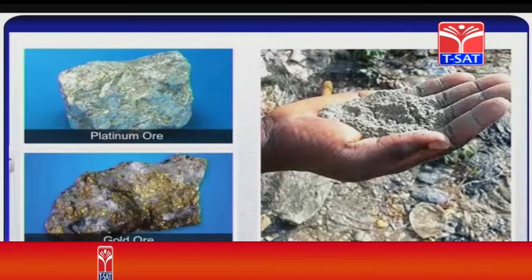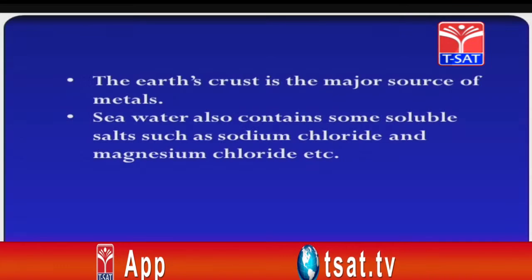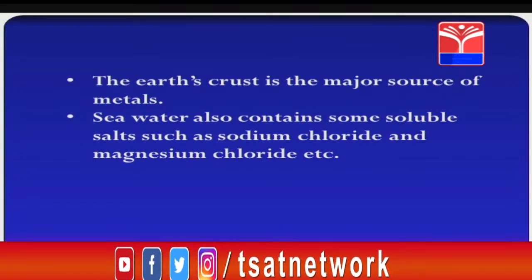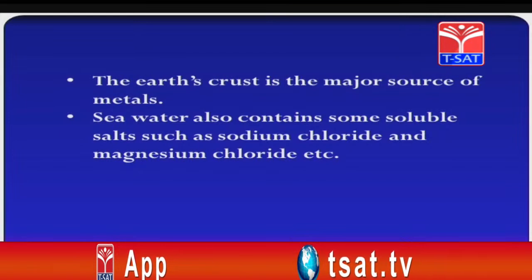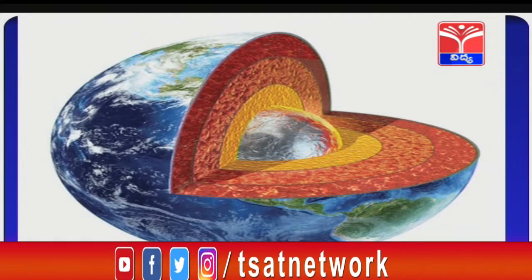Children, gold is obtained in the pure form because it is less reactive. What is reactivity of metals also we will be reading in this lesson. So, the earth's crust is the major source of metals. Sea water also contains some soluble salts like sodium chloride and magnesium chloride. So, sodium is a metal which can be obtained from the salt which is present in the sea water. Magnesium is a metal which can be obtained here also. So, earth's crust is a major source of metals.